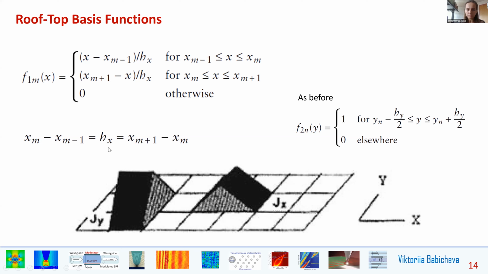And again, these are the subintervals that are defined like this, and the pulse variation along the y direction is defined by this expression. And the rooftop basis functions gx and gy are plotted here.